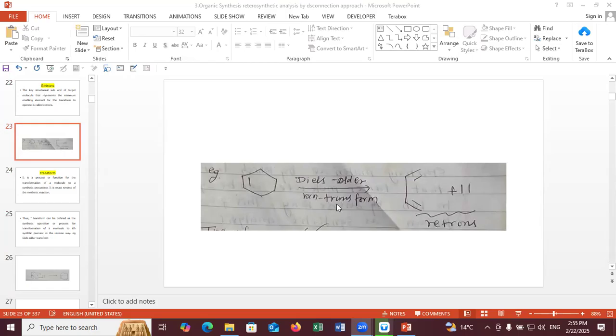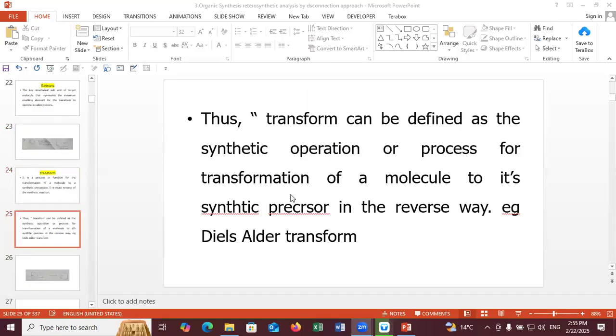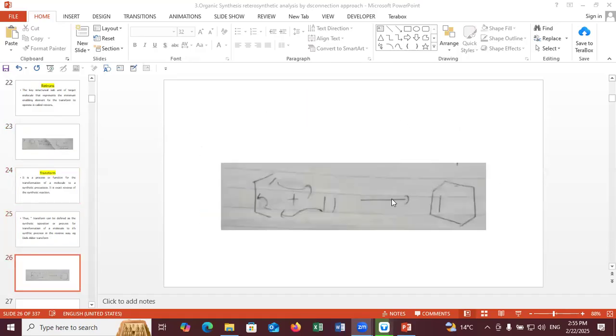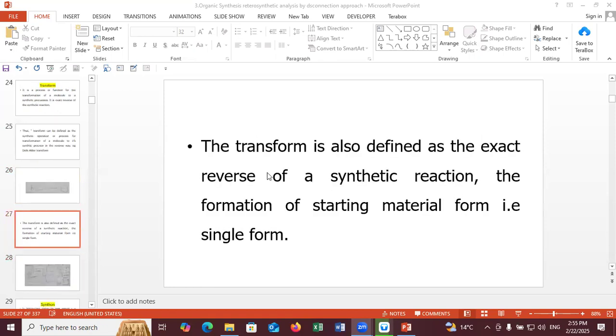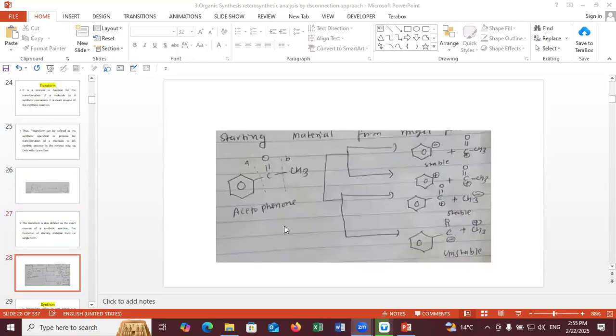Cyclohexene transform produces retrons. In the transform, retrons go into cyclohexene. Transform is also defined as the exact reverse of a synthetic reaction, the formation of starting material from the single form. See, acetophenone.